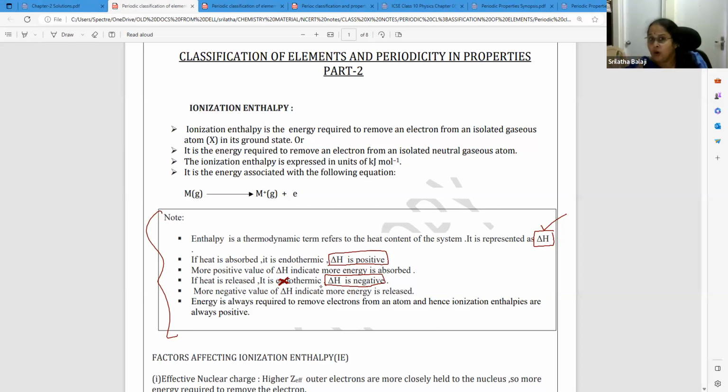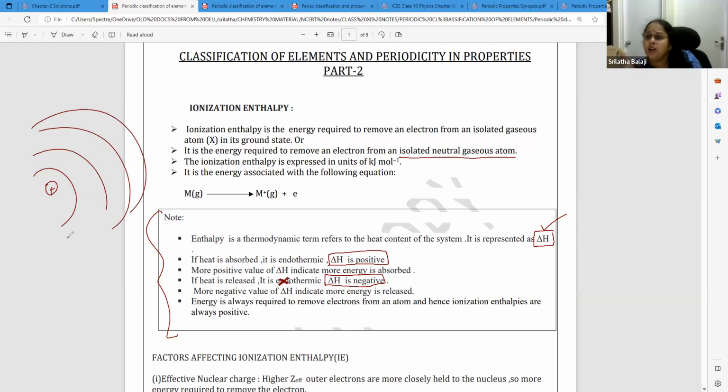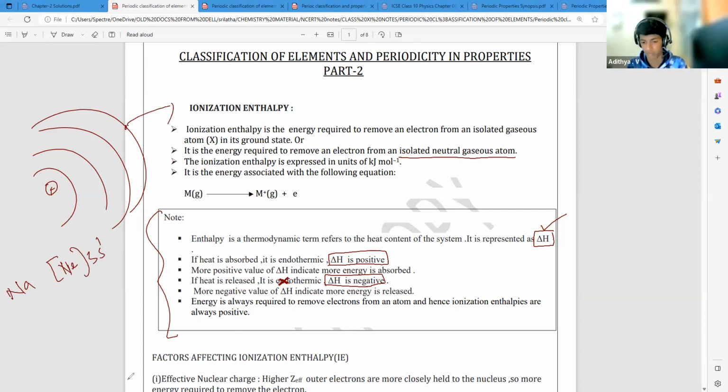Now let's go to ionization enthalpy. Look at the word ionization enthalpy. What is it? It's the energy required to remove an electron from an isolated neutral gaseous atom. See what happens? Do you think an atom can lose an electron easily? I have sodium, neon 3s1. Can I remove the 3s electron easily from the outermost shell? No, you cannot.